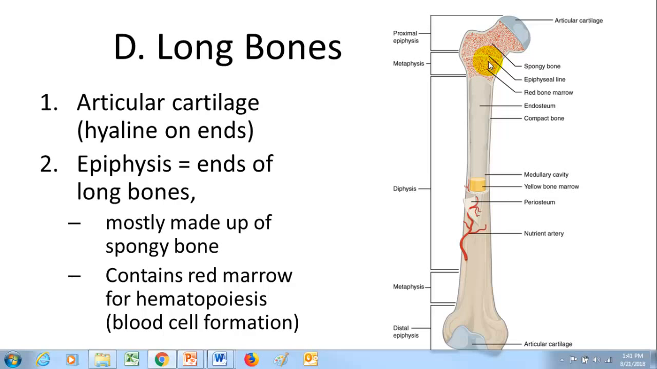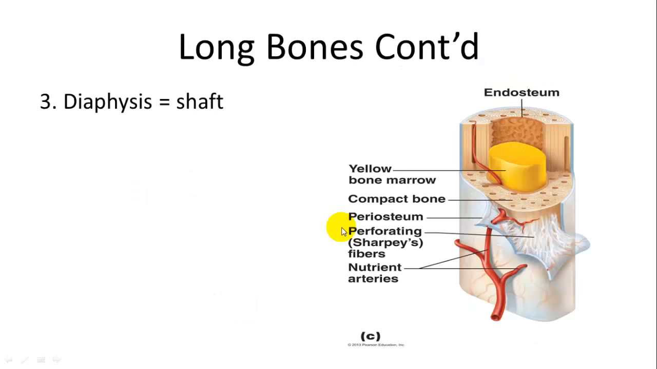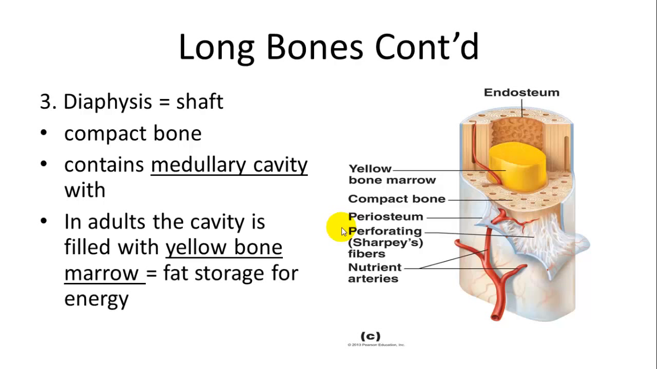Long bones also have a shaft called the diaphysis, so the long part of the bone, not the end, is mainly made of compact bone, and then has a cavity called the medullary cavity, in which is the yellow bone marrow, which is mostly fat. Okay, fat, which is essentially storage for energy.